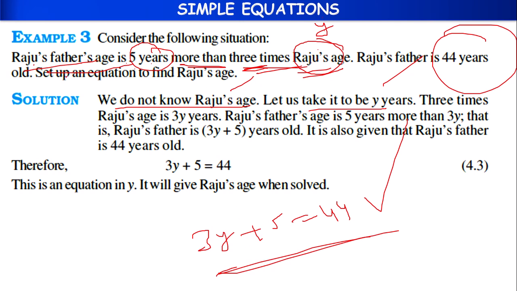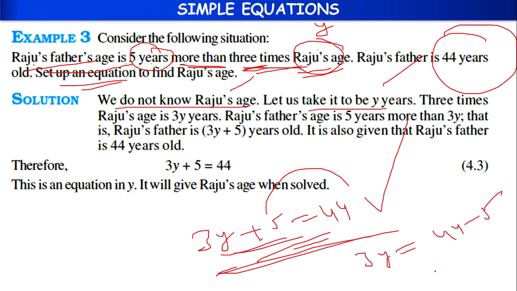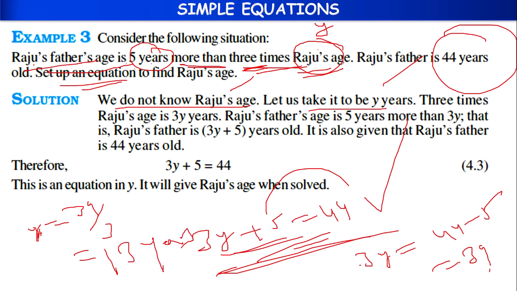Actually, in the question, they asked us to set up an equation. So we found this equation. This is the answer. Or 3y equal to 44 minus 5, which is equal to 39. Or y equal to 39 by 3, which is 13 years. Raju's age is 13 years. Like that we can find.